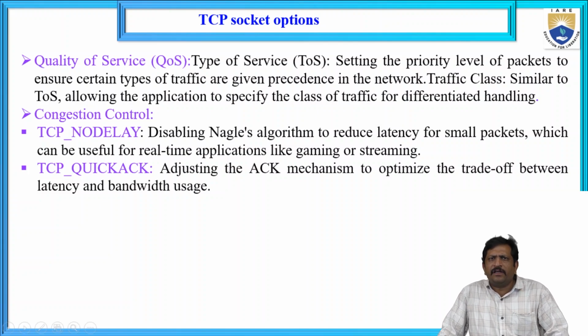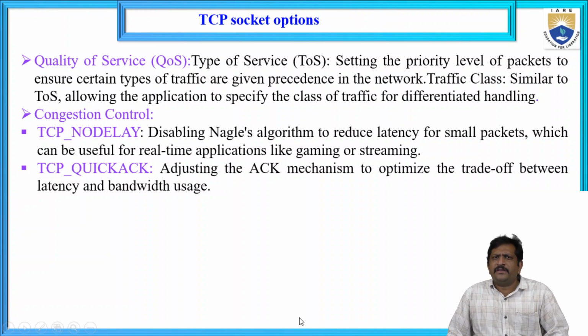Congestion control. In congestion control, these TCP socket options can also be utilized. That means TCP no delay, which means disabling the Nagle algorithm to reduce the latency for small packets, which can be useful for real-time applications like gaming or streaming. TCP quick acknowledgement adjusts the acknowledgement mechanism to optimize the trade-off between latency and bandwidth usage.